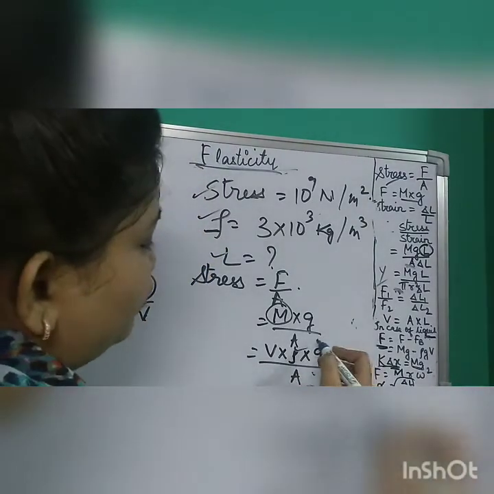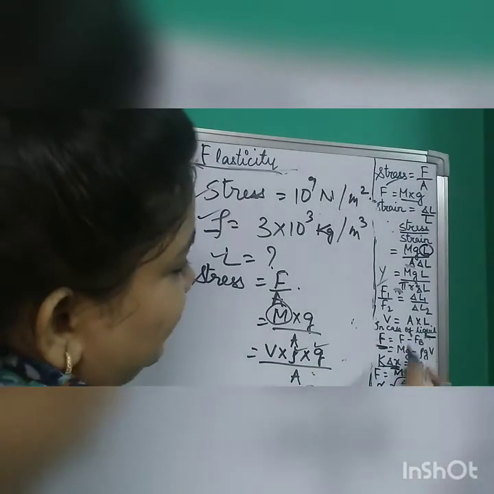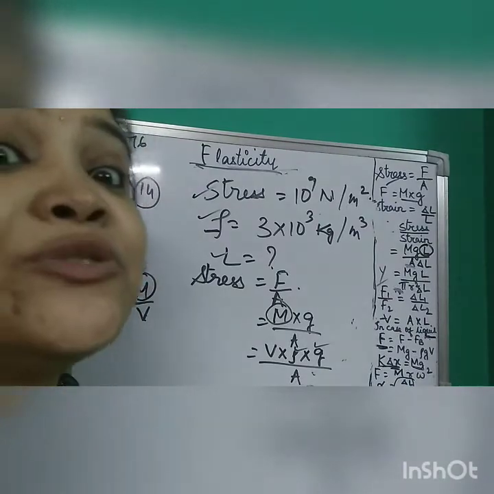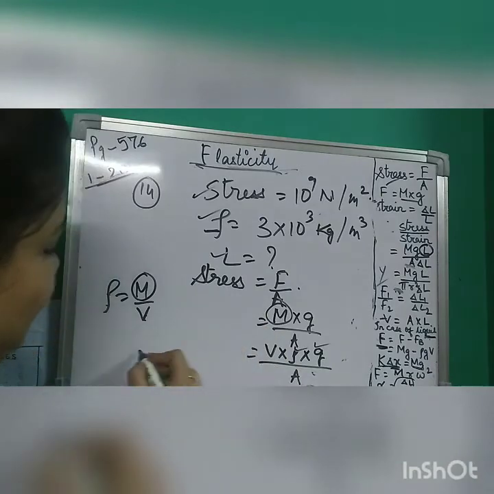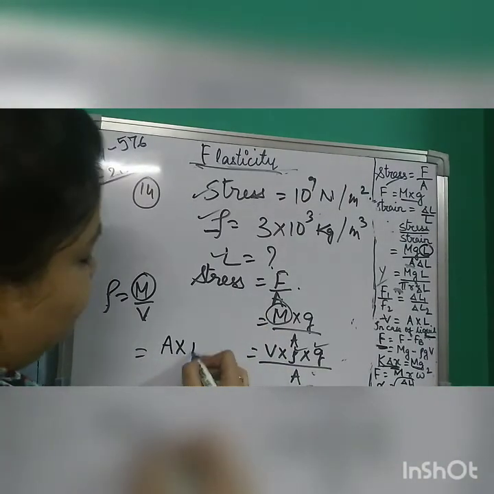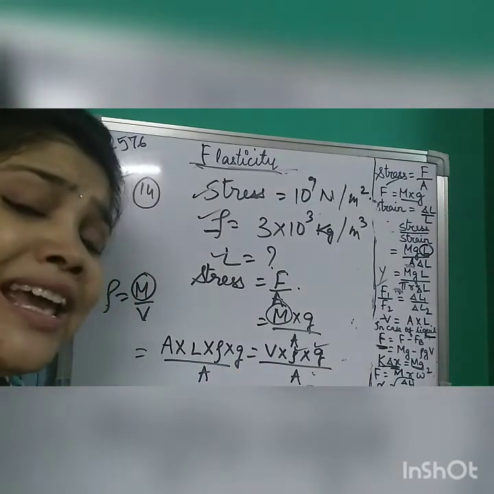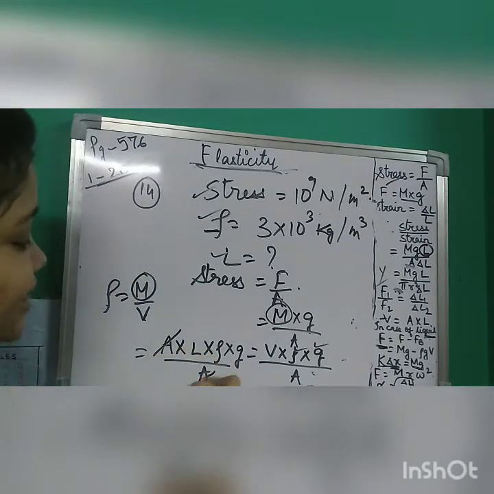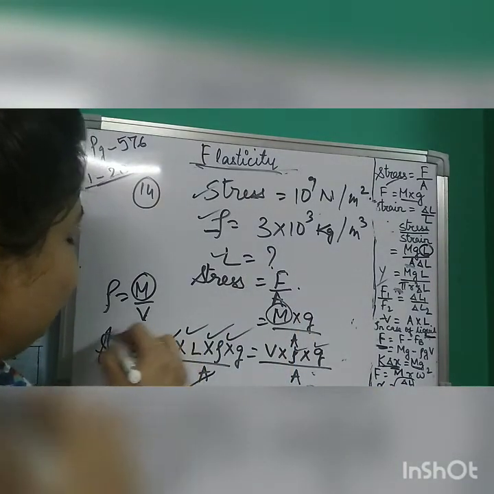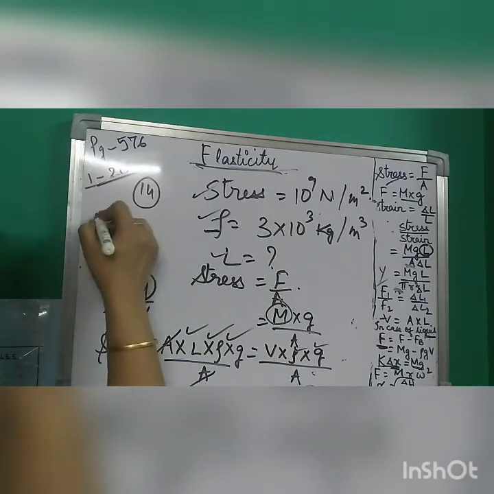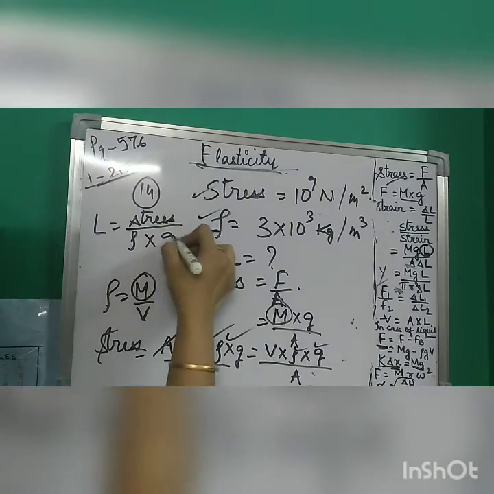But we know rho, we know G. Area and volume you don't know. So how will you find out? I have already written that volume is area into length. Basically we are bringing it into a standard formula where we can apply. So we can write it as area into length into rho into G by A. You see, each term is connected with each other. A gets cancelled. All these terms you know, and stress also you know. You can easily find out L. So what will L be equal to? It is equal to stress by rho into G.